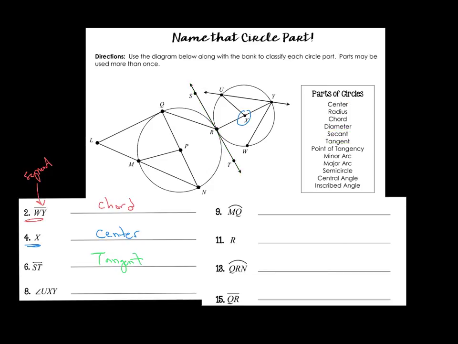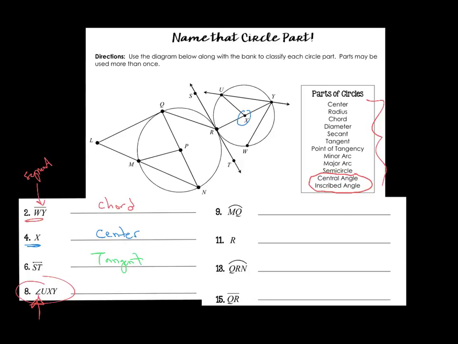Hopefully you're catching my drift on trying to narrow down exactly just a handful of options of what it is, right? I don't look at this entire list every time I come to a new problem. Like for number 8, what do I notice? I notice that this is an angle. So what could it be? It could only be an inscribed angle or central angle. I've already narrowed it down to 2 answers, right?